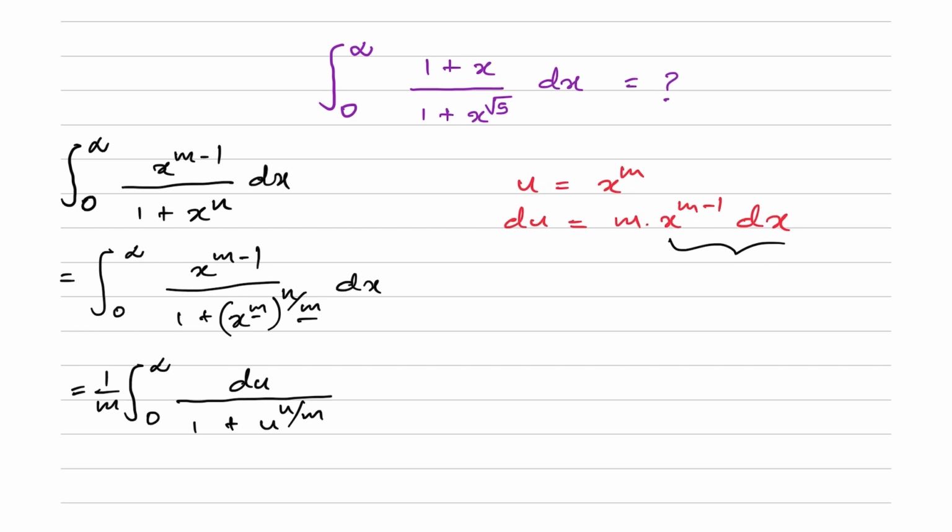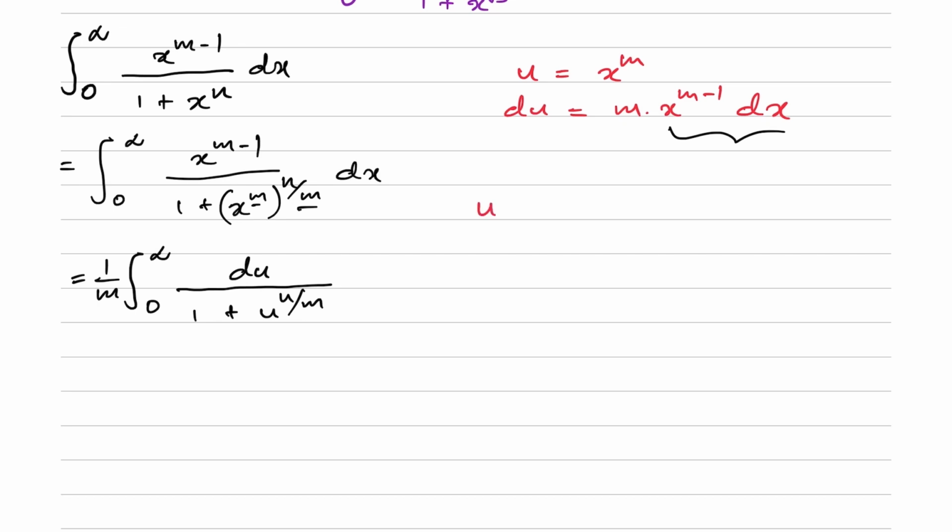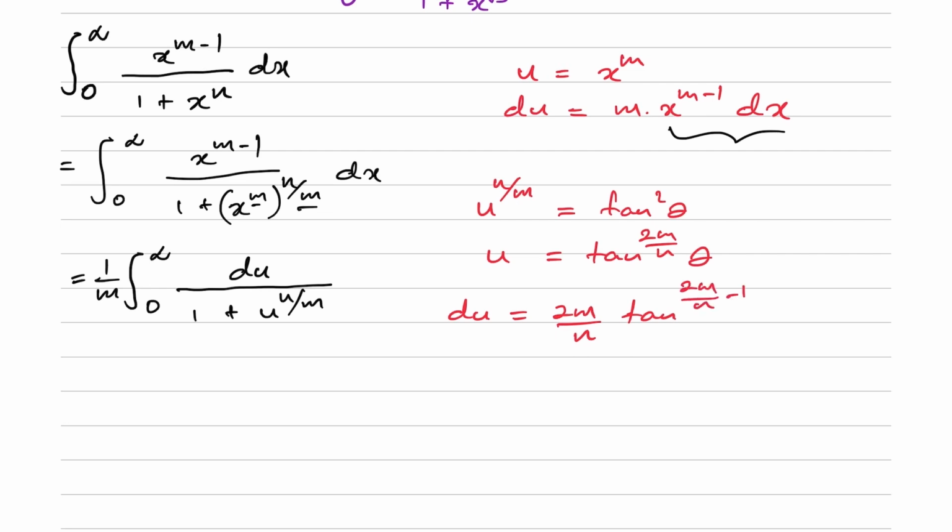Then to solve this integral, again we can take a substitution. I am going to take u^(n/m) equal to tan² of θ. Then if you isolate u, we know u is equal to tan^(2m/n) of θ. Now let's differentiate. du is equal to (2m/n) tan^(2m/n − 1) of θ, and according to the chain rule, the derivative of tan θ is sec² θ dθ.